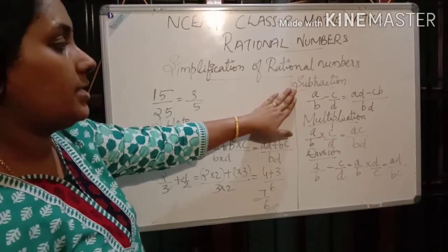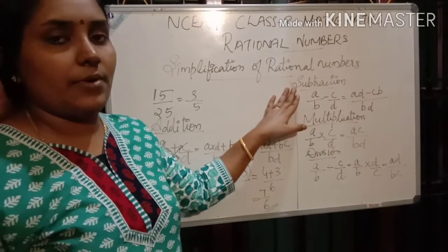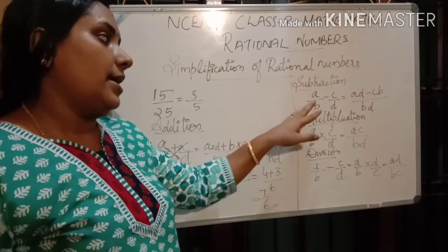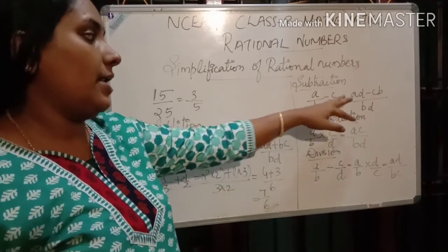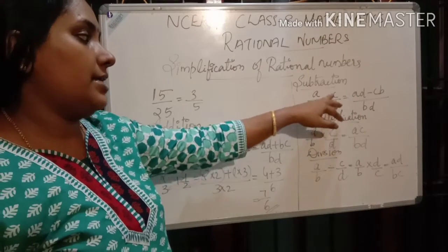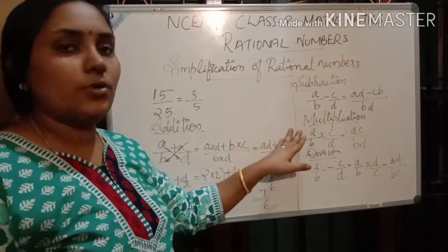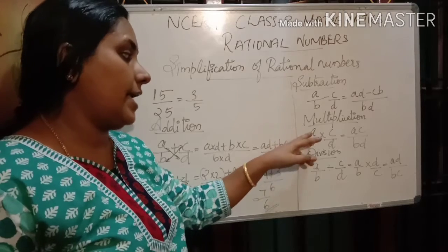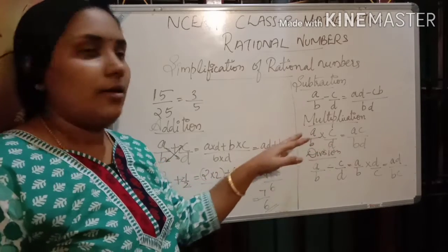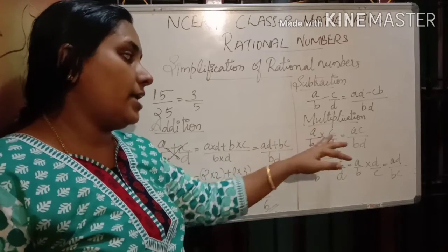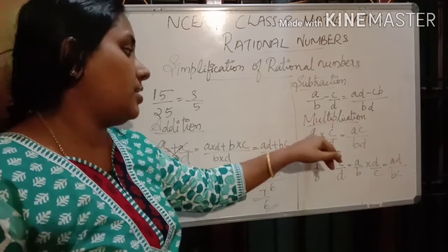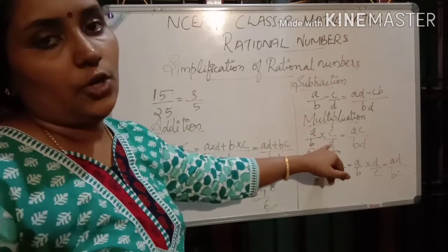7 by 6 is the answer. Here, see subtraction. While subtracting two rational numbers, what will we get? a by b minus c by d will give a into d minus c into b divided by b into d. Multiplying two rational numbers, we will get a by b into c by d. Just multiply the numerators as well as the denominators: a into c divided by b into d.